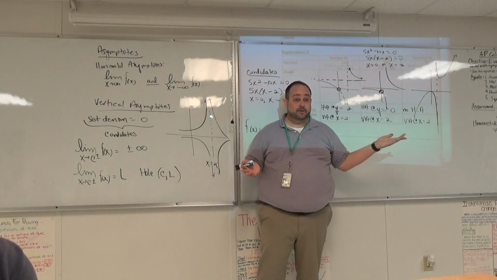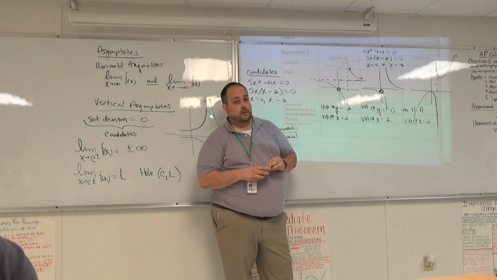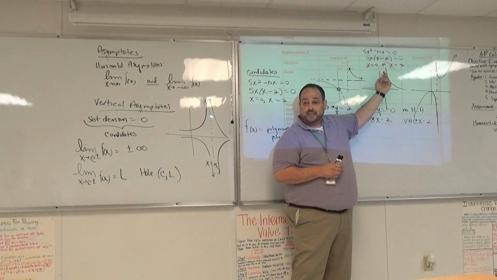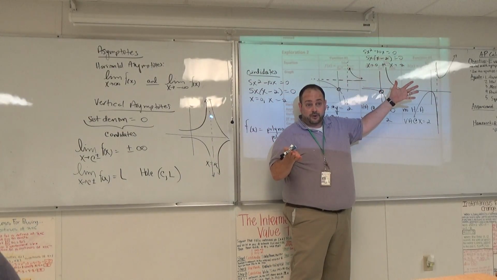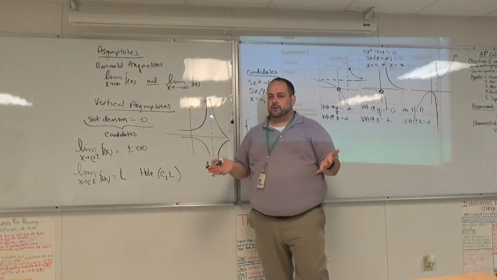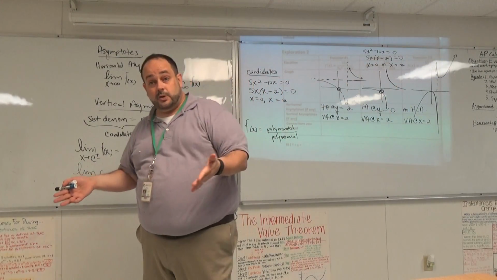There's one case left, where the numerator has a smaller degree than the denominator, which is case number 2. If the denominator has the bigger degree, then what happens to the horizontal asymptote? Y equals 0. How do we get vertical asymptotes?